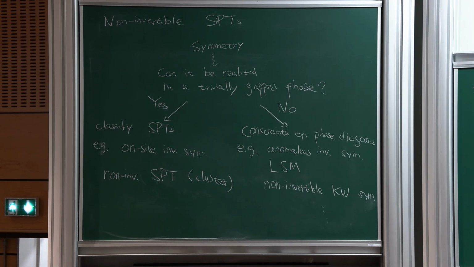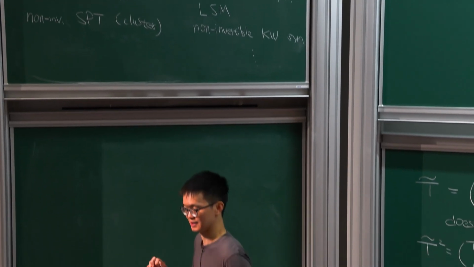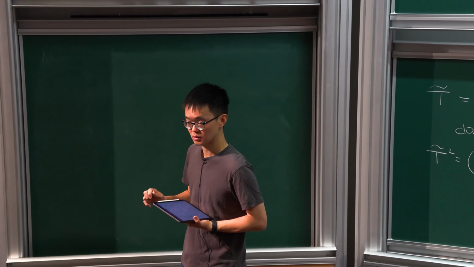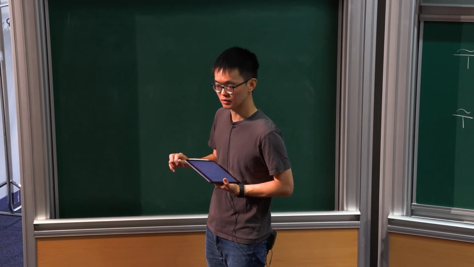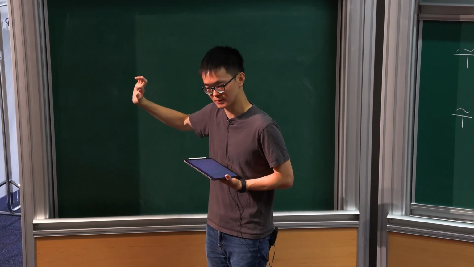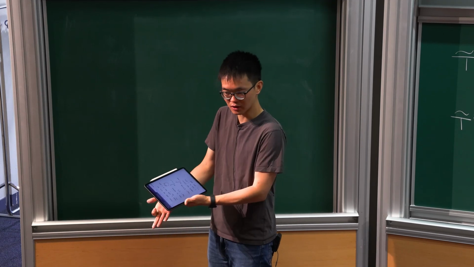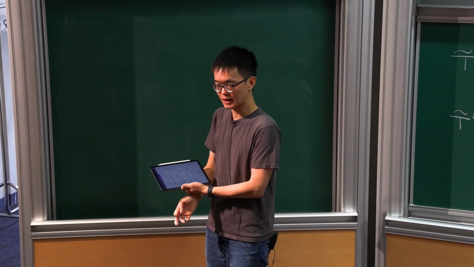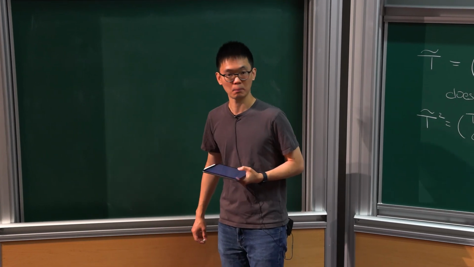But that argument relies on the fact that there is no non-trivial SPT for a Z2 symmetry. So it's not something general for non-invertible symmetries. It's specific to the Kramers-Wannier. That's right. In fact, I'm going to talk about an example of a non-invertible symmetry that is compatible with the trivially gapped phase. Just like for invertible symmetry, some of them are compatible with the trivially gapped phase, some others are not. Thanks. Any other question?